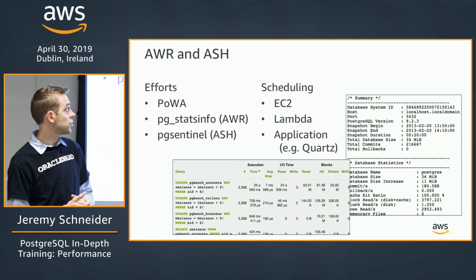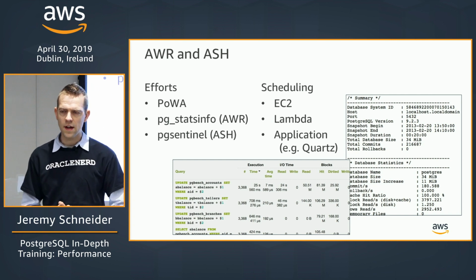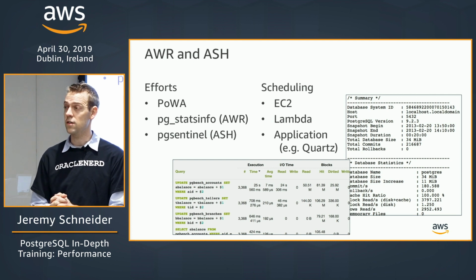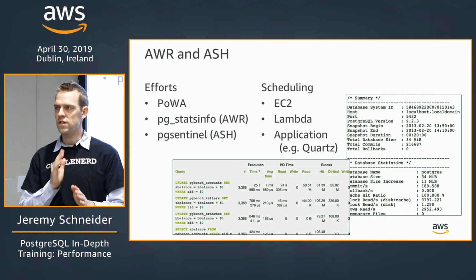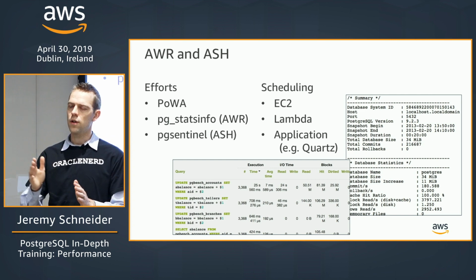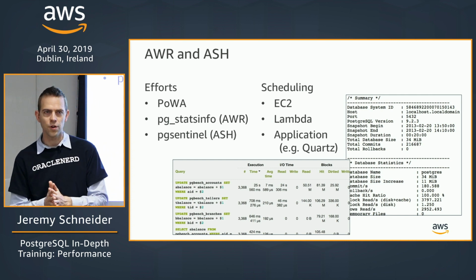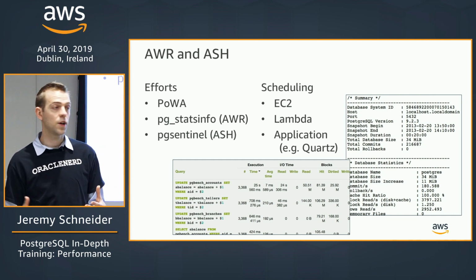The ASH is a similar idea, but that stands for Active Session History, and that's specifically looking at Oracle's equivalent of pg_stat_activity. And that samples at a high frequency, once a second. That ends up being very useful for a couple of other reasons. It's a really common question that I hear people asking: how do I get this?